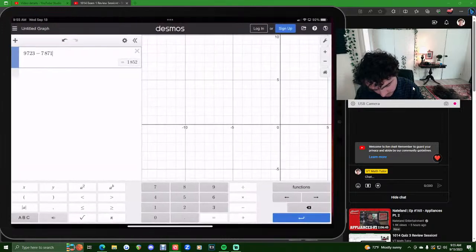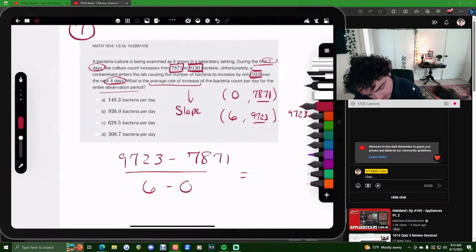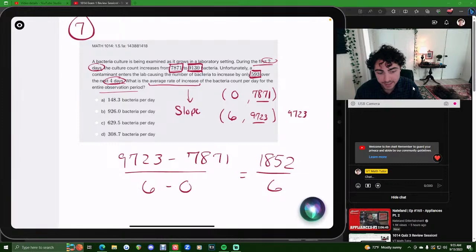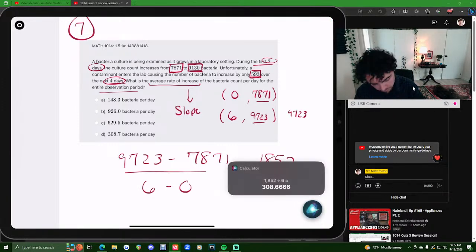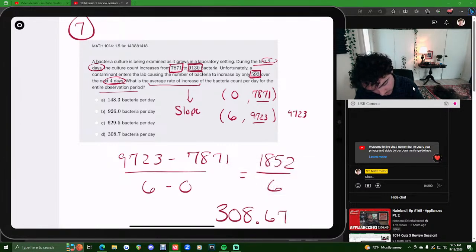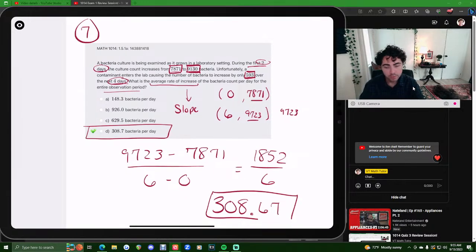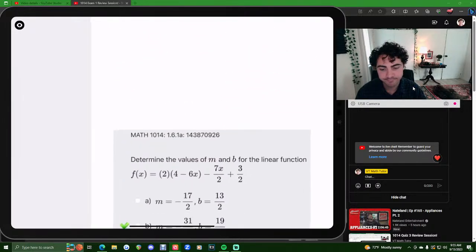Nine, 7, 2, 3, 78, 71. All right, so we got 1852. And we're dividing by 6. 1852 divided by 6. The answer is approximately 308.6666. All right, very good. So approximately 308 or 309, 308.7, that works. And that is the slope. In other words, the average rate of increase over the entire observation period. Okay, that was number 7.